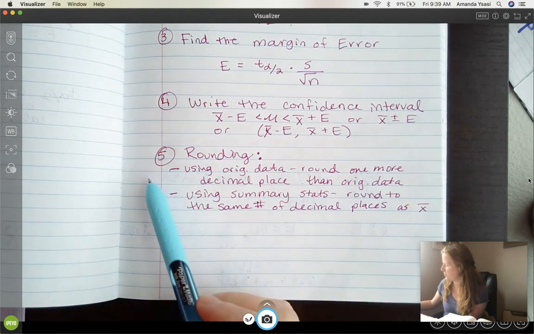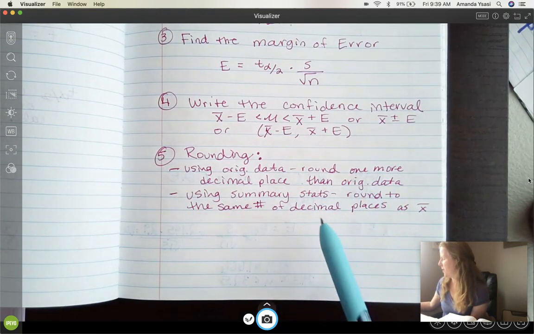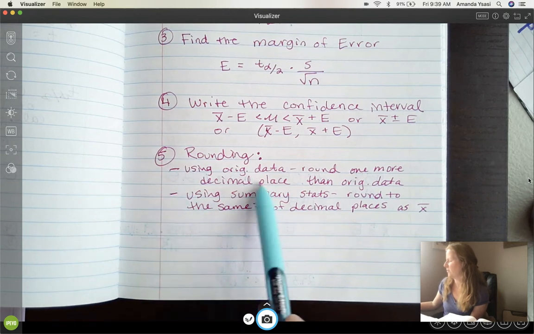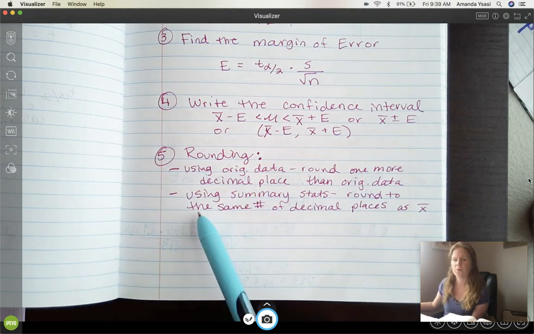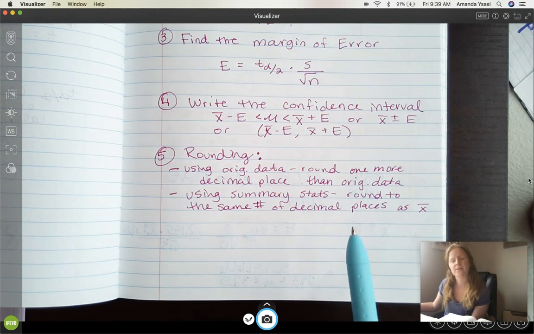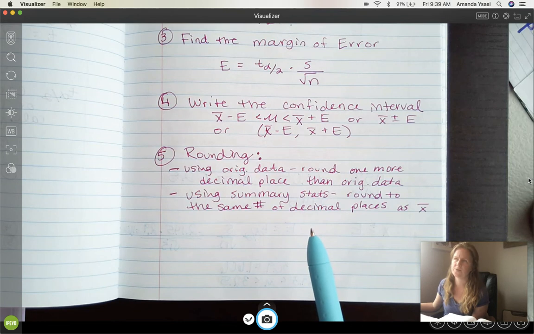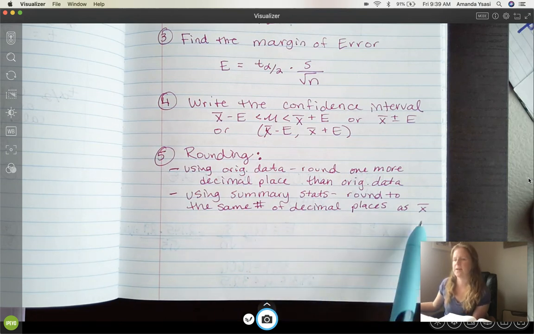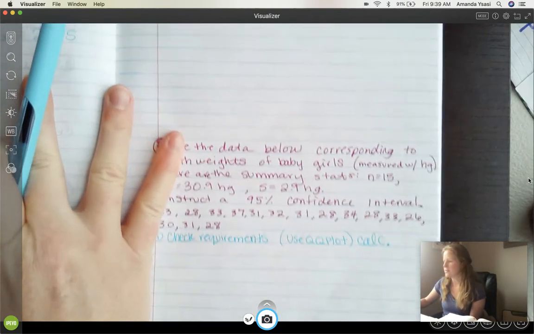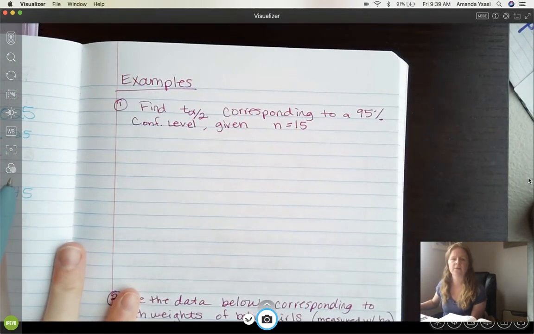Whenever you round, you're going to round 1 more decimal place than original data, if you're using data that they've given you, or using summary stats, whatever they've given you, like x bar equals this, mu equals this, sigma equals this, the same number of decimal places as your sample mean. Okay, so let's go ahead and do our first example.